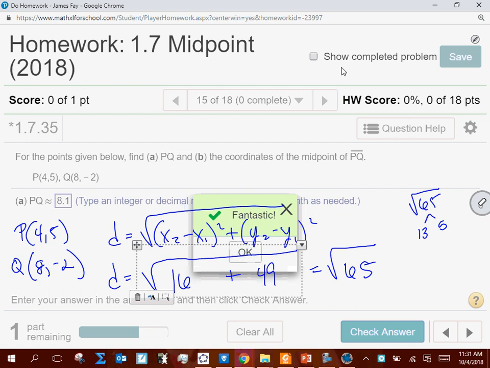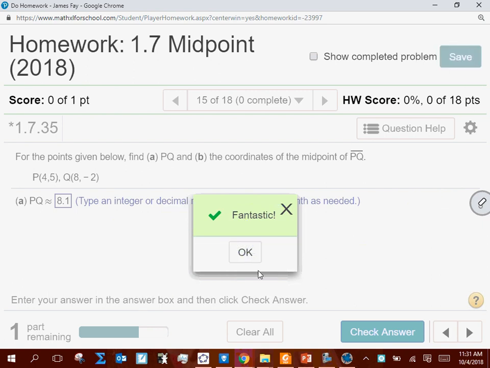The safest thing to do is always find the radical version, the exact version, because then when I want the rounded one, I just grab my calculator and type that in. Does that make sense? But I can never go from 8.1 back to radical 65. All right. So just keep those things in mind as we move through. So that gives me that first part.